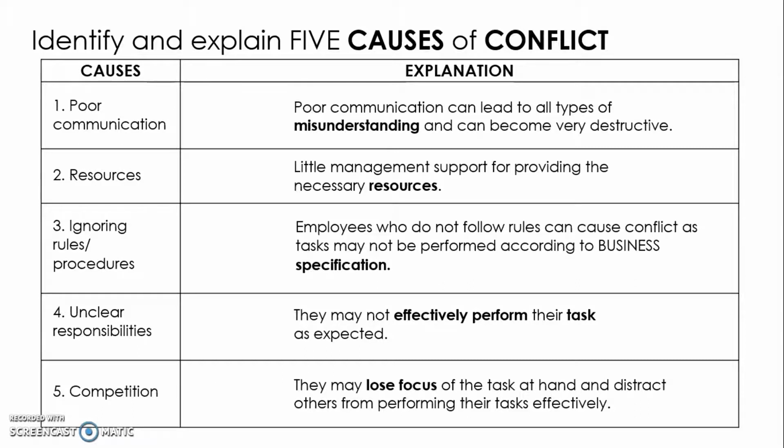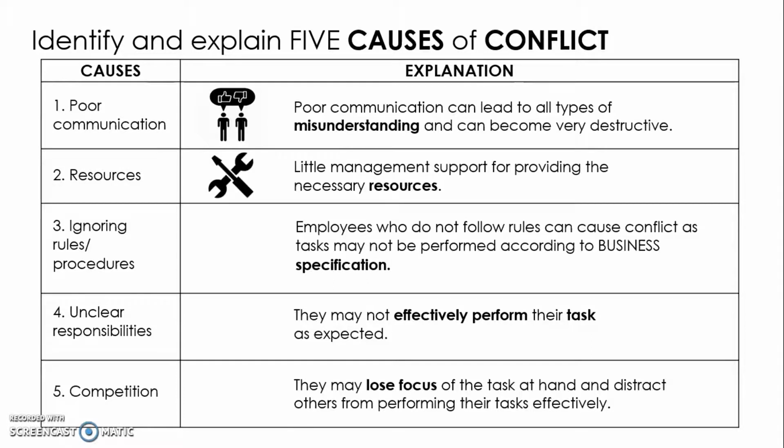Let's look at some images that can help us remember these causes. Our first image is that of 2 employees and a thumbs up and a thumbs down. Remember that sometimes when we are communicating, we can say something that can be misinterpreted. This can then cause a misunderstanding and this can cause conflict.